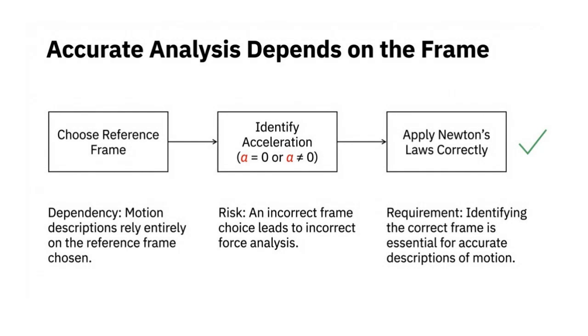To wrap up, it's important to remember that choosing the right reference frame is the first crucial step in any motion analysis. Once the frame is chosen, we need to clearly identify whether the acceleration is zero or not, since this affects how we apply Newton's laws. Using the wrong frame can lead to mistakes in understanding forces and motion, so making sure we pick the correct frame is key to getting accurate results. This approach ensures that all motion descriptions we make are reliable and precise.